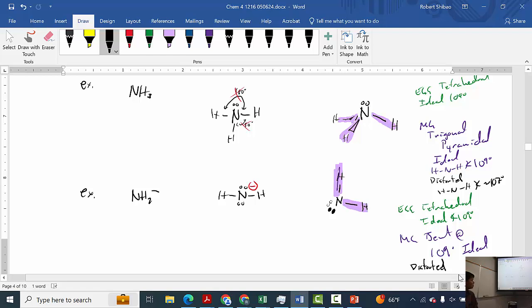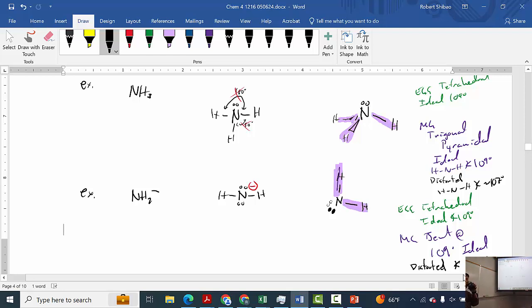What would you expect for distortion? Increase? Yeah, and each lone pair is going to distort it by about 2 degrees. And so if we look at one lone pair, it squeezes it in. The second lone pair squeezes it in. And then the angle is going to be decreased to about what? 105. 105 would be the guess. So about 105 degrees.